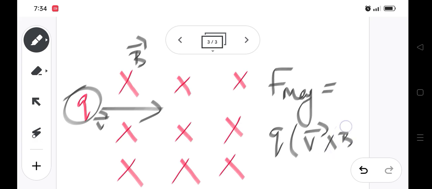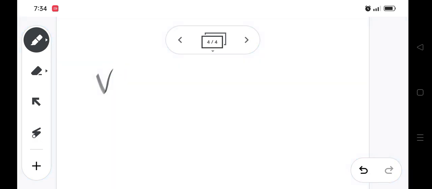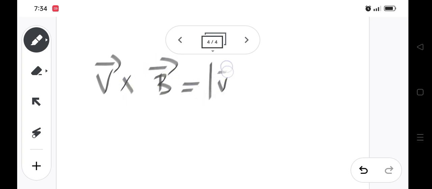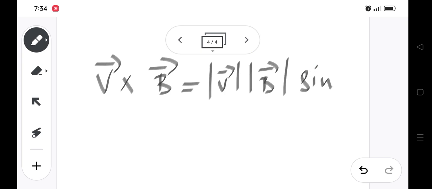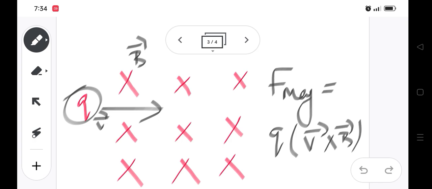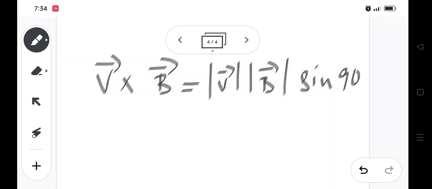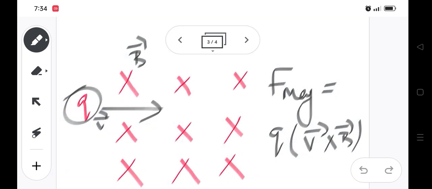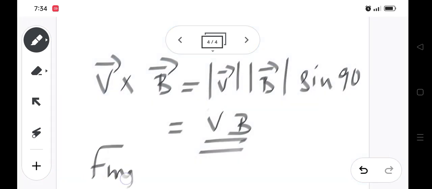Then what is V cross B? V cross B means the cross product of the V vector and B vector. That is the magnitude of V into the magnitude of B into sine of the angle between V and B. In this case, the charge is entering perpendicular to the direction of B, so it is sine 90. What's the value of sine 90? That is 1. So it is simply V into B. So F magnetic, that is the magnetic force, equals Q into V cross B, that is QVB.